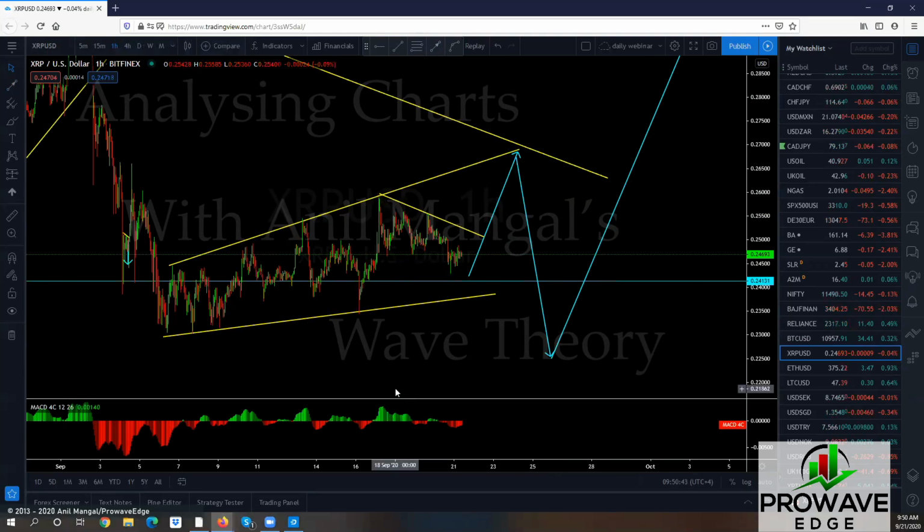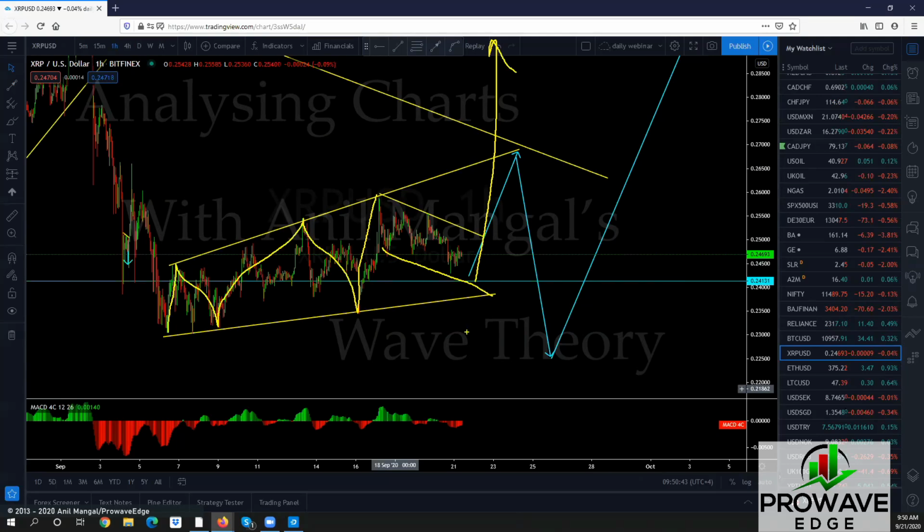What if this is doing this? Let me just go through it again. 1, 2, 3, 4, 5. And this is your flat. This is going to take off like a rocket. So we should look for the buy setup.